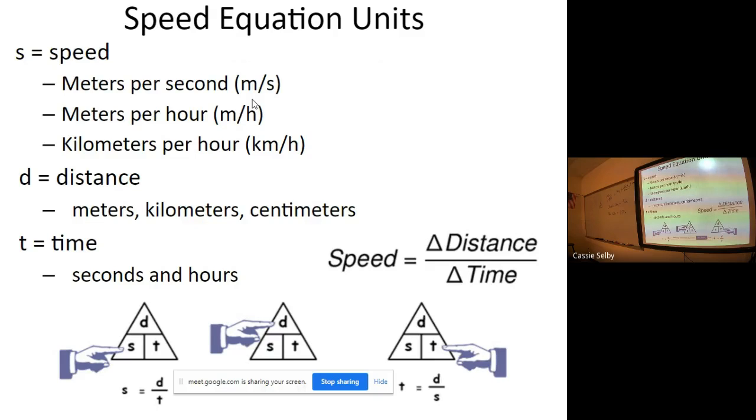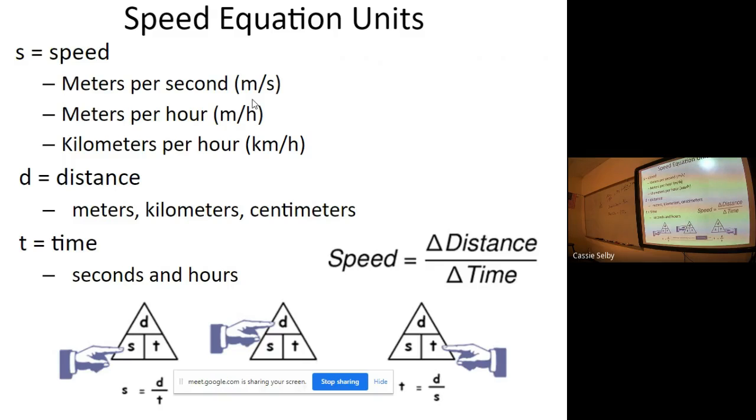Any of those things work as long as you keep the units throughout the same, which means if you have centimeters, you have to stick with centimeters. If you have meters, you have to stick with meters. They have to match up. Just like if you have hours, you have to stick with hours unless you do a conversion. All of those things have to match, okay? The distance will be in meters, kilometers, or centimeters. Time will be in seconds or hours.